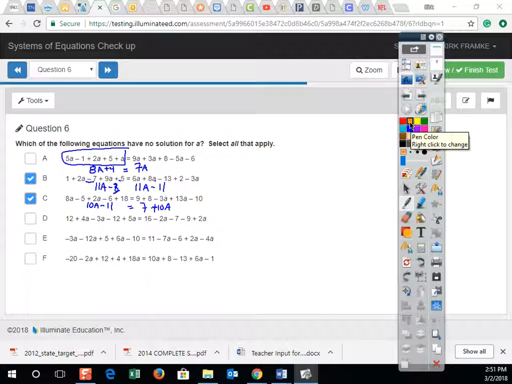All right, so here we go, 1a, so that's 6a. 12 minus 12 is 0, so it's just is equal to.